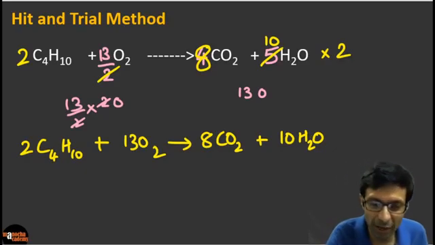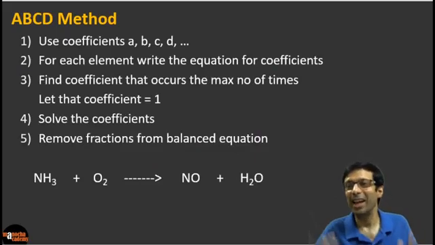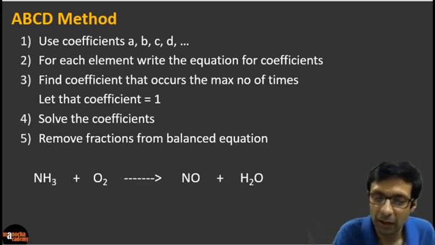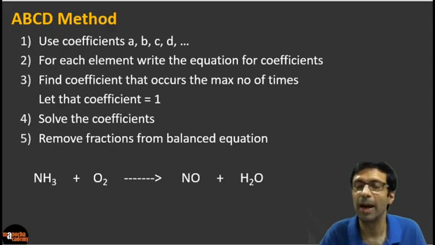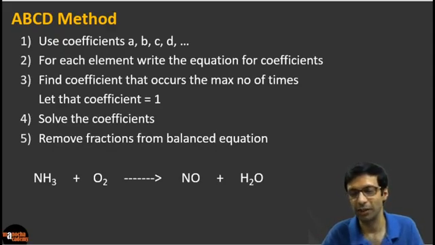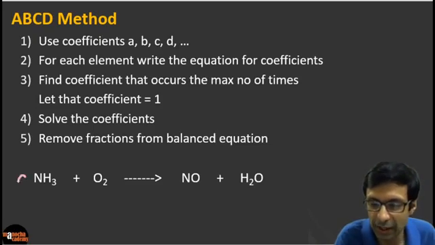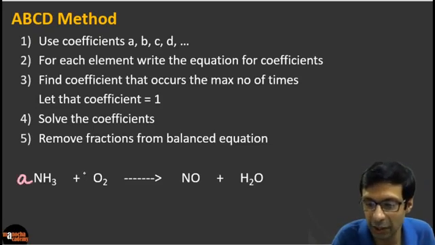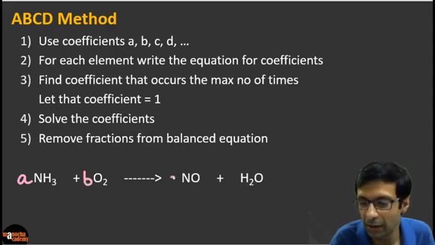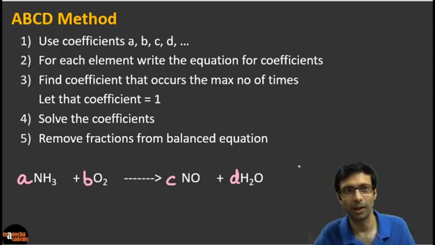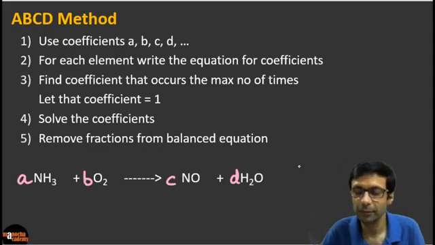Okay guys, so are you ready for the next method? It's called the ABCD method. Okay, so let's take a look. What is this method? The whole goal of balancing the equation is to find the correct coefficients. Since we don't know the coefficients, we are going to put them here, right? So let's say the first coefficient is A in this equation. Let's say the second one is B, C, D, and if you have more, you can write E, F, and so on.